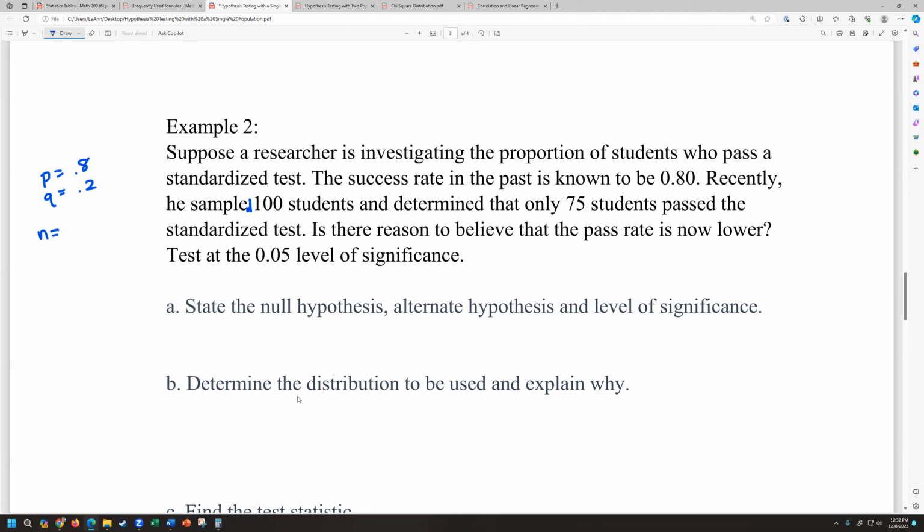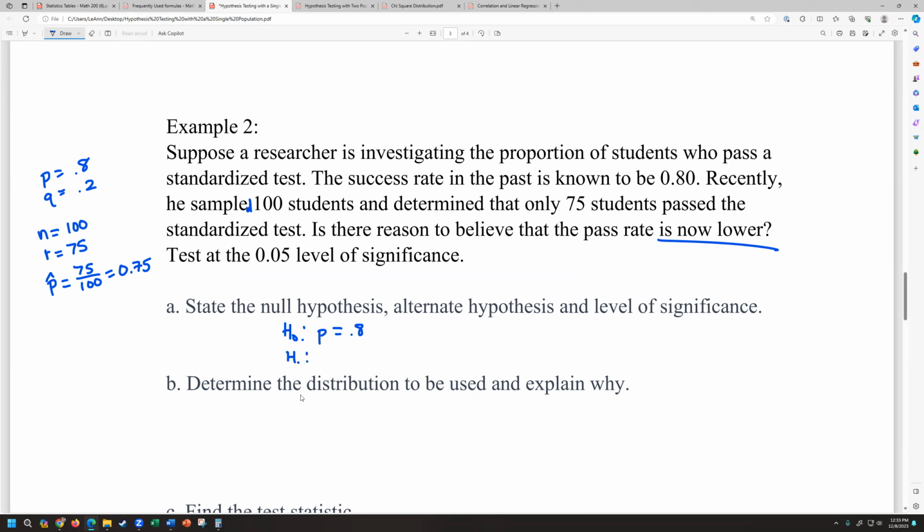He has this sample of 100 students, and the number of successes in that specific sample was 75, which means my P hat, which is our point estimator for that sample, is going to be 75 divided by 100, or 0.75. So notice less than the historical previous success rate, but is it significant enough? So we're going to be testing this at the 5% level, and we're looking for, is it now lower? So that's going to help us with our null and our alternate. So H sub 0, which is the null, is that the proportion hasn't changed. So it's still 80% pass rate overall.